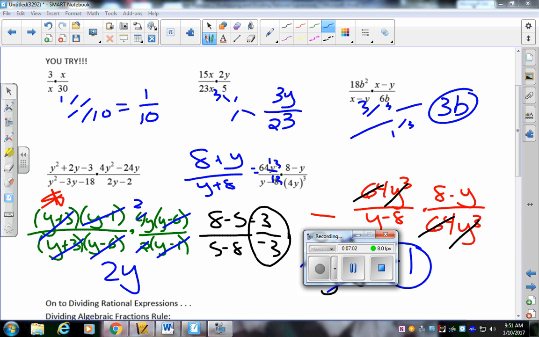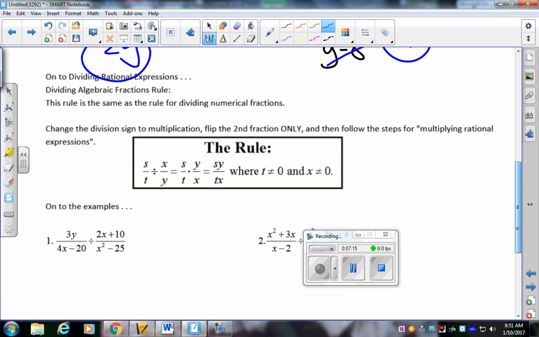All right, and then the long one down here, I'm left with 2y, because I factored and pretty much every factor canceled out. All right, so we're going to move on to division. If you need to pause the video to take a look at the work more, please go ahead. But we're going to scooch down to division.